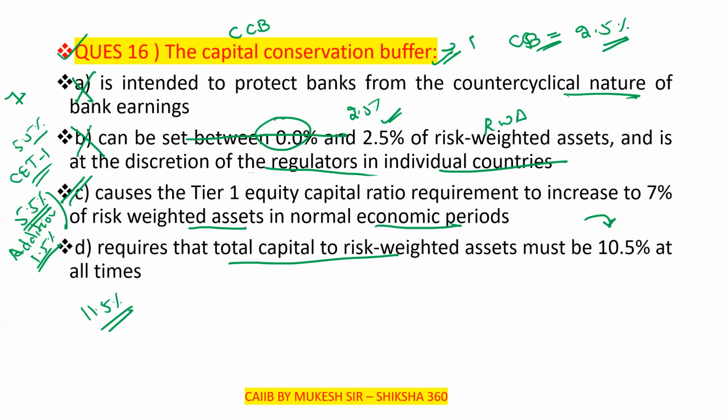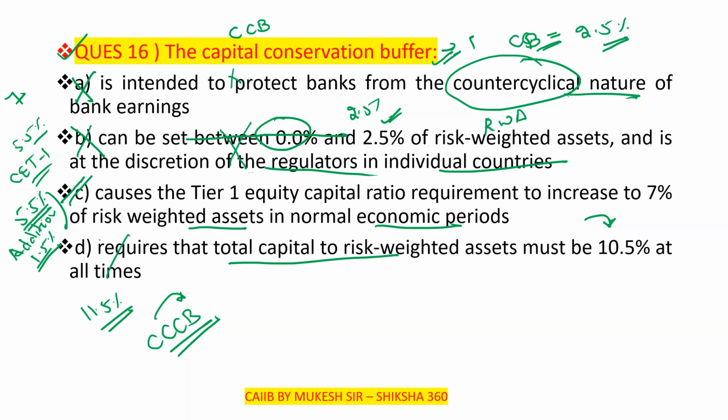Please remember all these things so that you are able to answer the question in the examination. Clear? The counter cyclical capital buffer is a different thing. That is the triple CB, while this is CCB, the capital conservation buffer. So this option is also wrong, because it talks about the counter cyclical nature and says up to 2.5%.